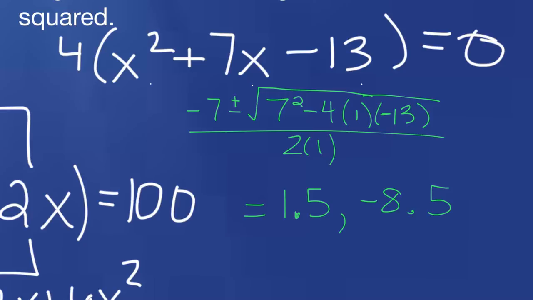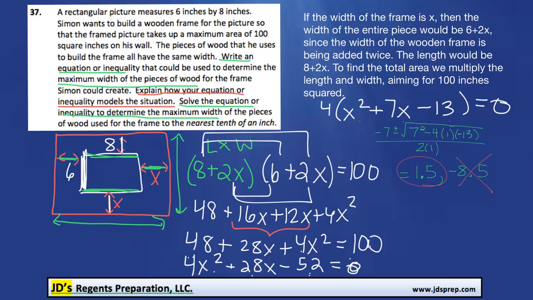But of course, we're talking about the width of a piece of wood, so obviously we have to ignore the negative value. So 1.5 is the one we're looking for. To answer the final question, the maximum width of the wood to the nearest tenth of an inch is 1.5 inches.